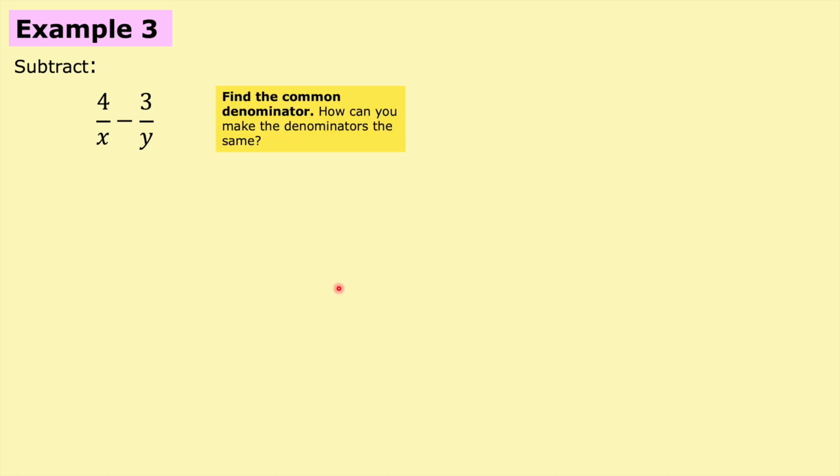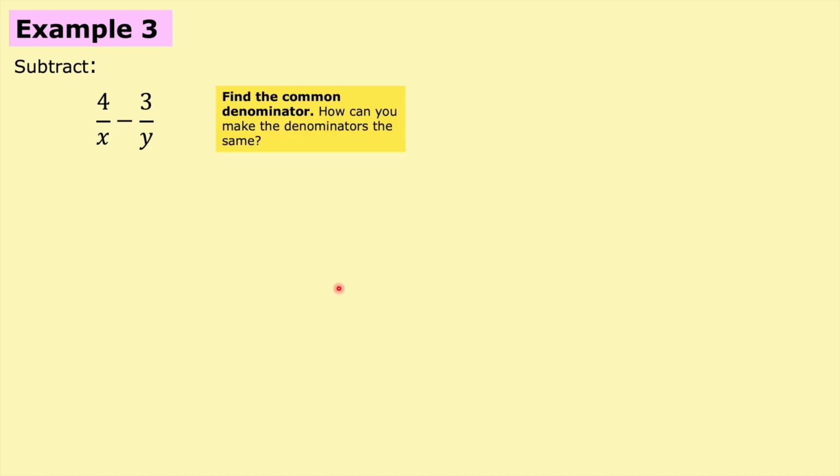Okay, let's look at moving on a little bit trickier, example 3. So we're going to subtract 4 over x, subtract 3 over y. This time our algebra terms are on the bottom of our fractions. So before, when we were thinking of finding our common denominators, we were thinking about times tables and what is the lowest common multiple. Okay, so find the common denominator.